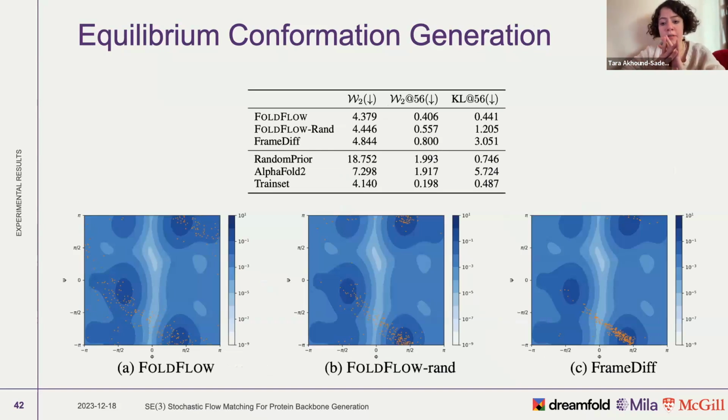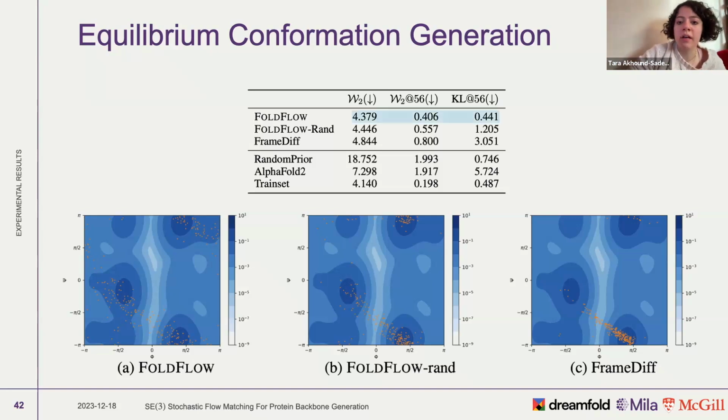And then we compare how this FoldFlow, which has an informed prior, compares to FrameDiff, which is starting from a Gaussian prior, and also the FoldFlow RAND model, which is also starting from just an uninformed prior. And this is basically what this plot is showing.